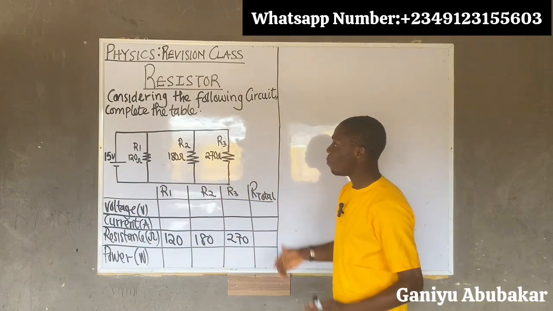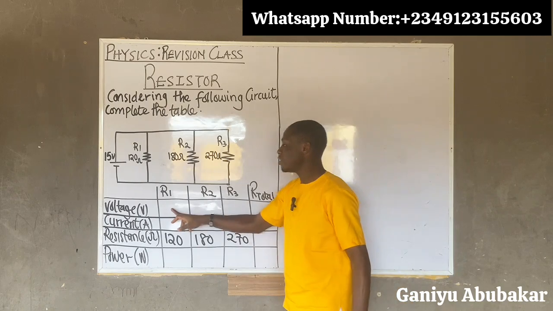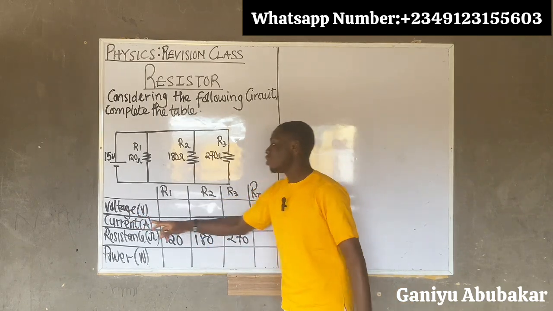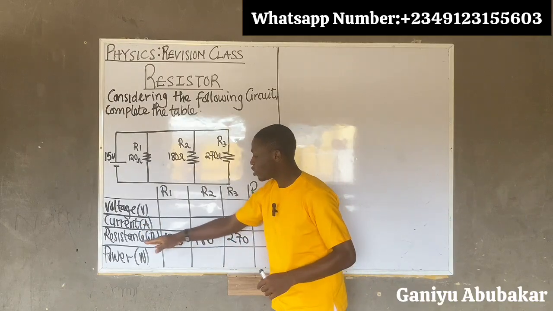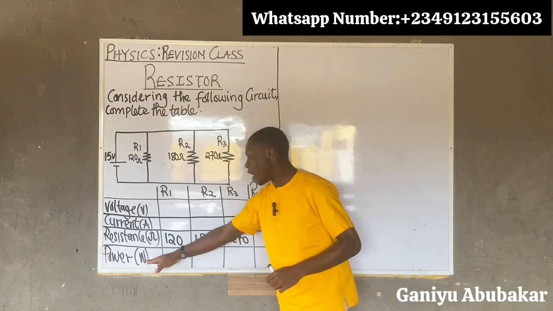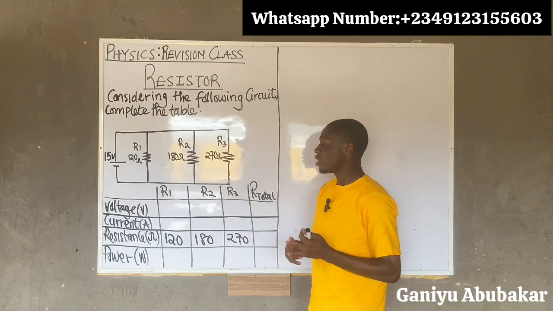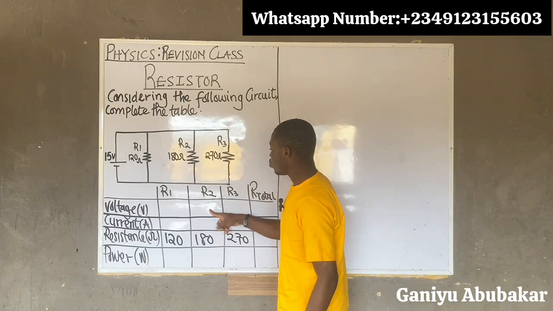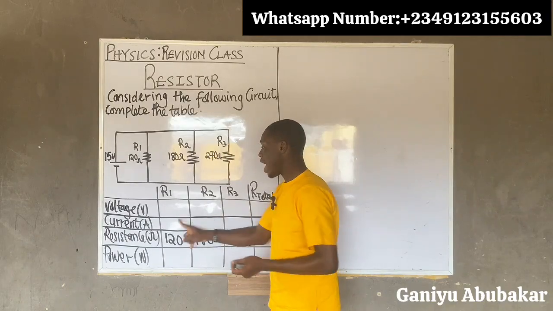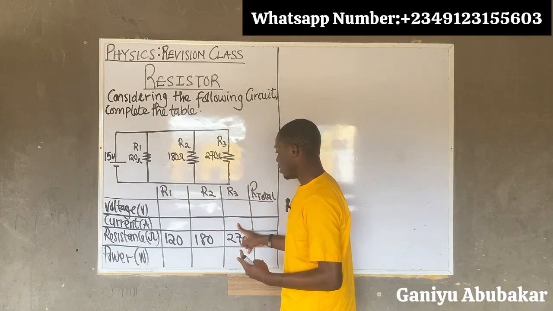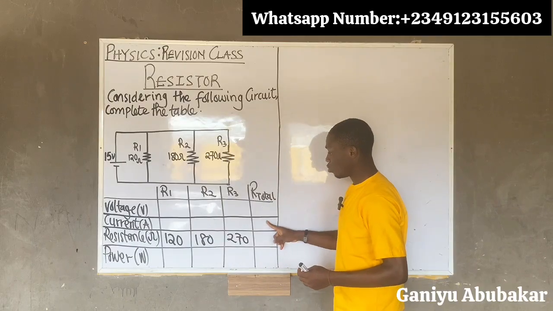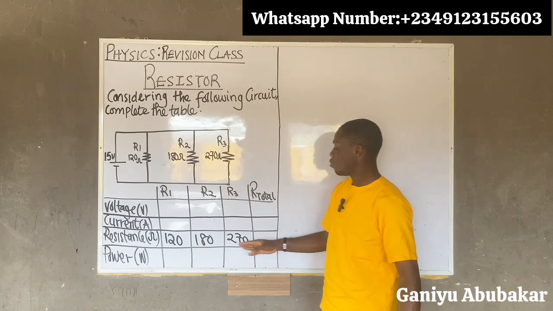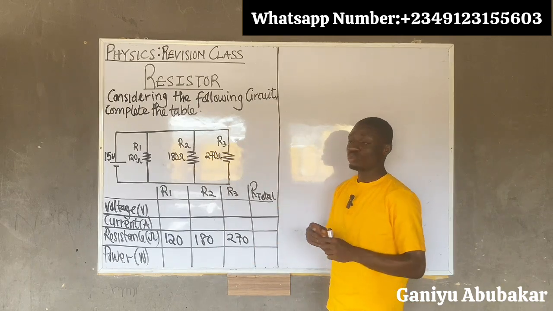I'm asked to complete this table. It means I need to find the voltage row, the current row, and the resistor row, and I also have the power row. So I'm looking for voltage, current, and power for each resistor. I need to find V1, V2, and V3. I need to find I1, I2, and I3, perhaps R total and I total. I'm also asked to find the power at 1, power at 2, power at 3, and total power. What do you do in this case?